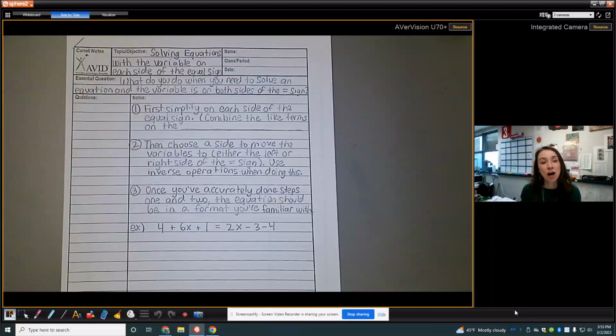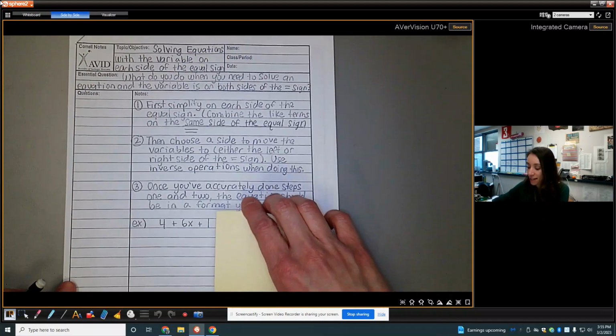Now, let's get started. This topic is called solving equations with a variable on each side of the equal sign. Our essential question is, what do you do when you need to solve an equation and the variable is on both sides of the equal sign? Well, step one, you need to first simplify on each side of the equal sign. In other words, you want to combine the like terms on the same side of that equal sign.